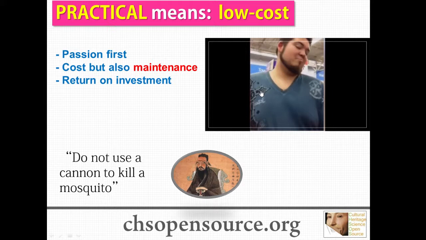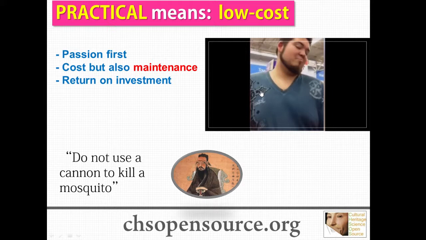Low cost also means maintenance of the equipment, because I come from 12 years in academia. I saw plenty of costly equipment bought, and after a few years it became unavailable, unusable, with maintenance problems, maybe just because of a software upgrade not working with the new operating system. Plenty of these situations. So the idea is to have something low cost and easy to maintain.